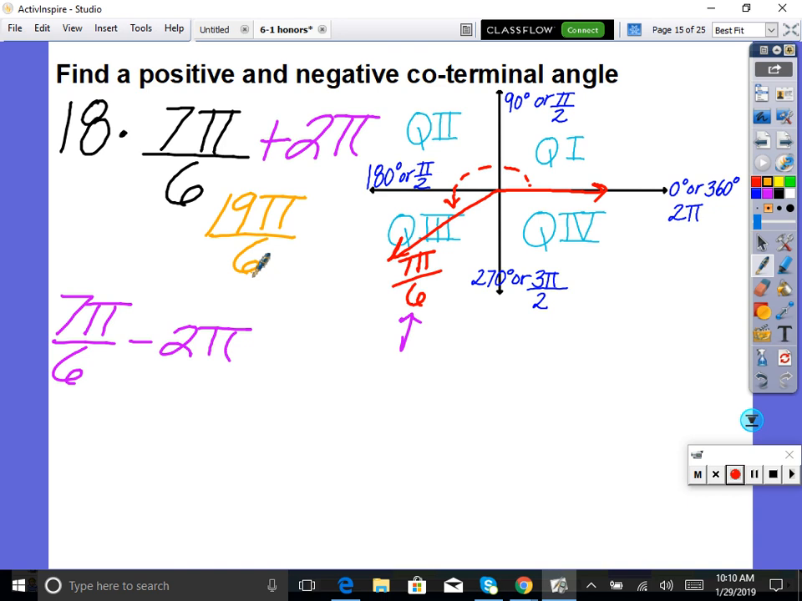Does that make sense? I always have people say, Ms. Christensen, it won't convert. And I say, don't type pi in. They're like, oh yeah. So what would I type in here if I wanted to not do it by hand? 7, 6 minus 2, and then I'd hit math, enter, enter. And that's negative 5, 6. So I'd say negative 5 pi over 6. There's a positive and a negative coterminal angle.